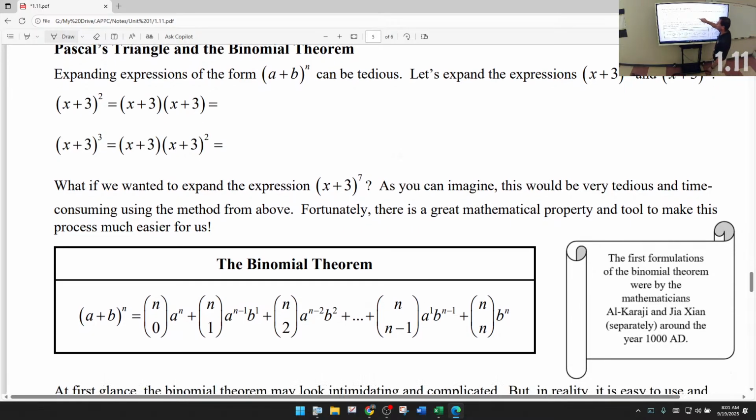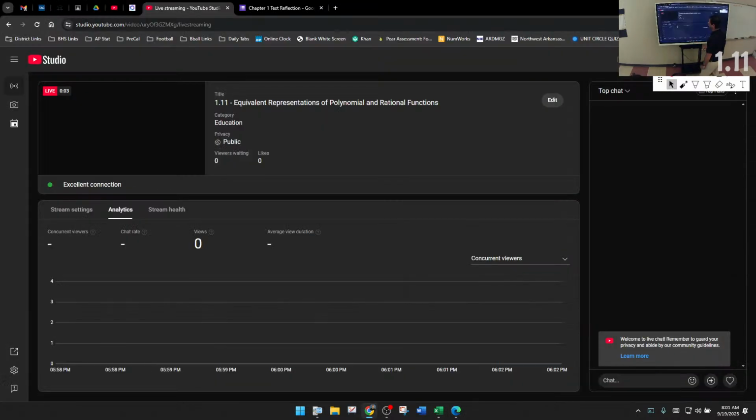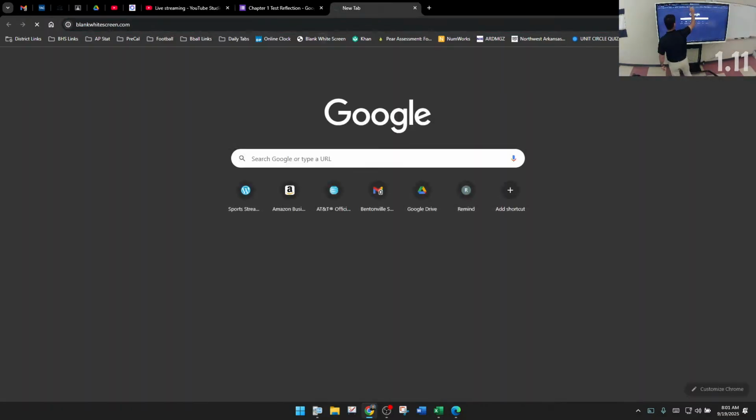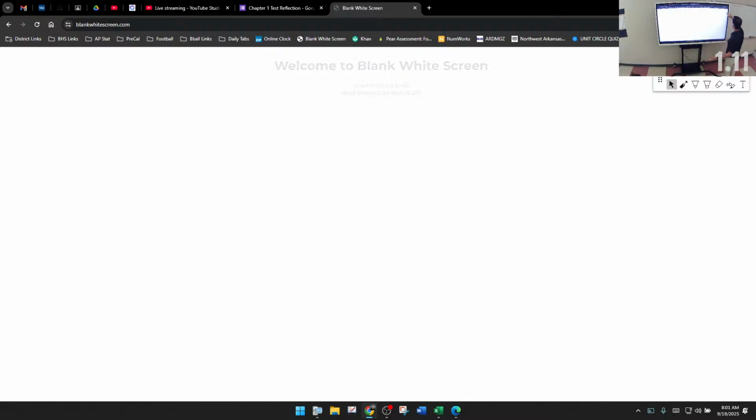All right, so you guys know, let me tangent off of that for just a second. Clear, blank white screen. I'm going to tangent off my notes for just a second. Y'all just kind of watch. All right?